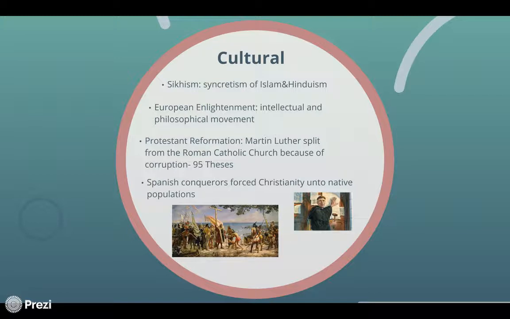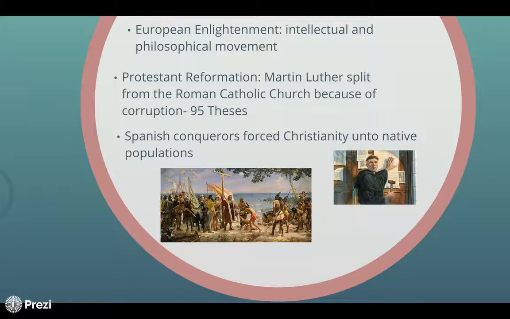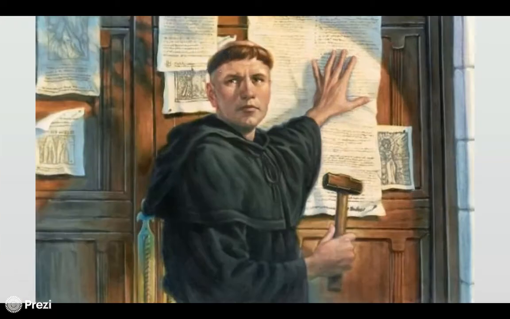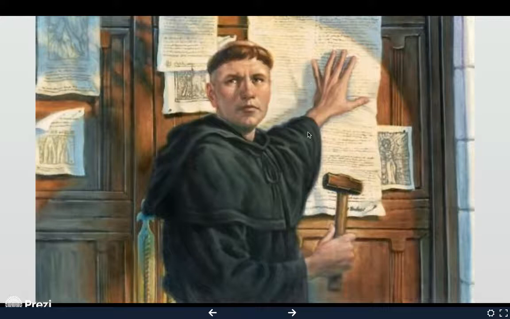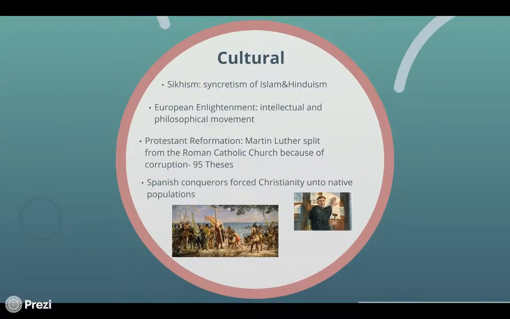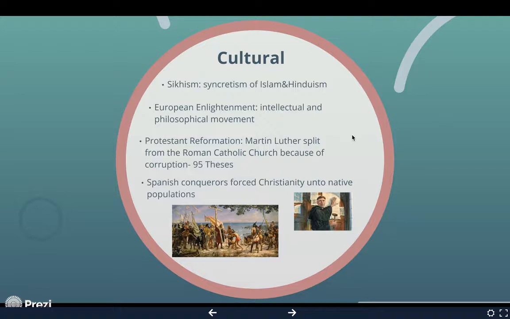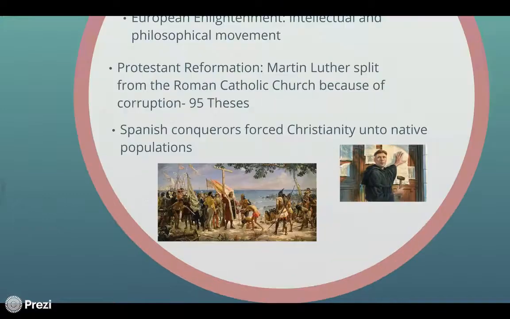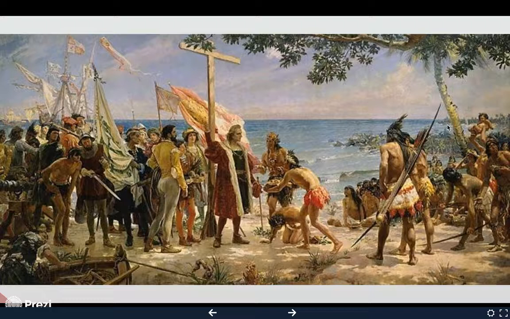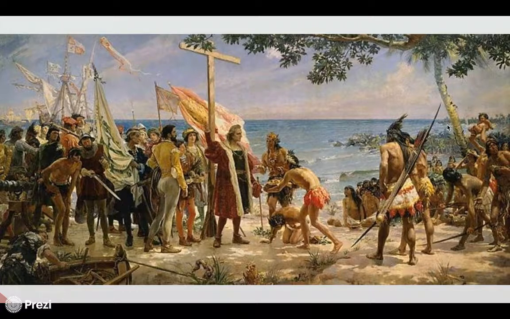The Protestant Reformation occurred in the Christian Church, or the Catholic Church. Martin Luther was a member of the Roman Catholic Church, and he split from it because he saw corruption in it. Here, I can get a picture of him. He posted his 95 Theses on the church saying, this is what's wrong with the Catholic Church. So he formed Protestantism and gained a bunch of followers. And then Spanish conquerors forced Christianity onto the native population, so we have that going on here. The Christian population greatly increased because so many Native Americans were included in it.